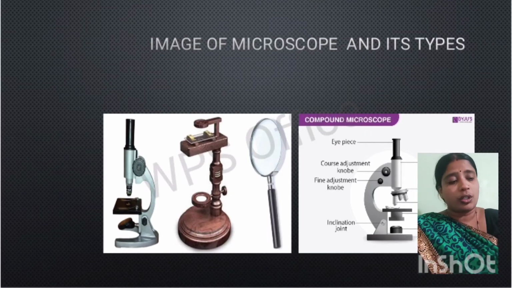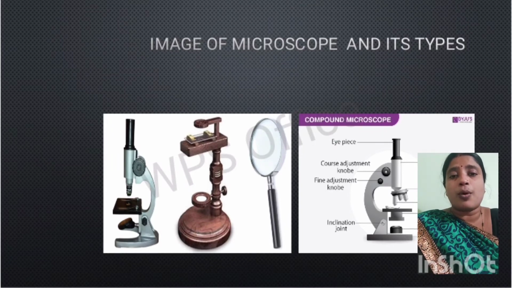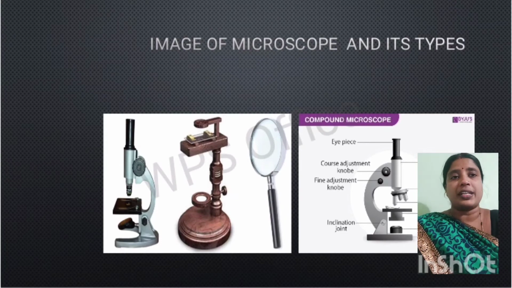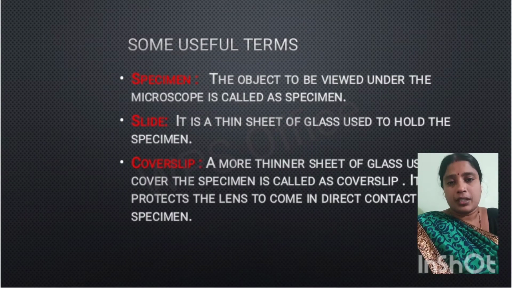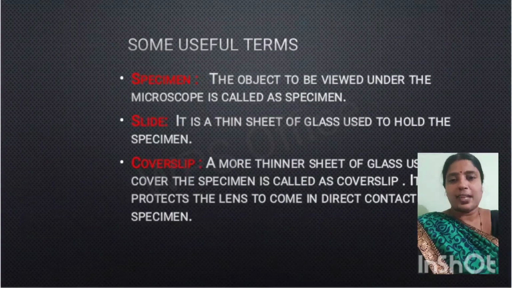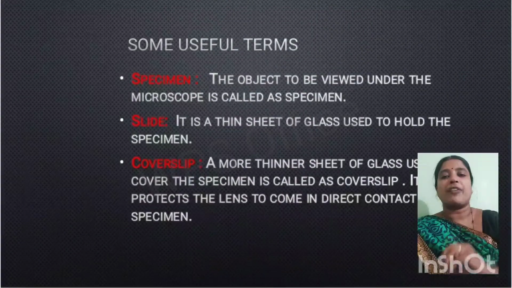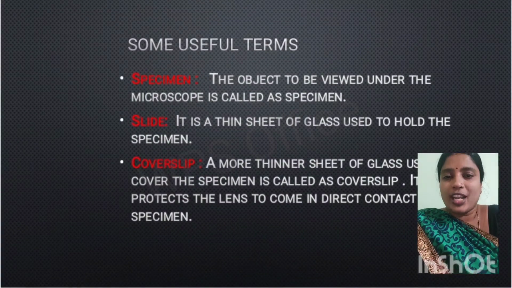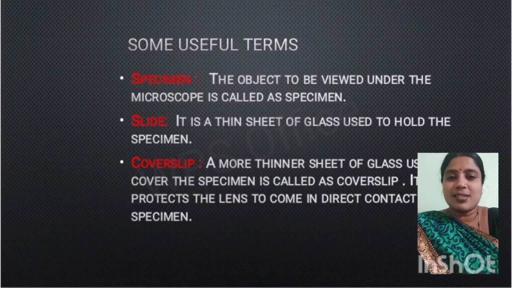The electron microscope also exists, which gives you more and more clarity and helps you see smaller objects more clearly. Now there are some useful terms associated with the microscope: specimen, slide and cover slip. What is a specimen? A specimen is the object that is to be viewed under the microscope. Any object you are trying to view under the microscope is known as a specimen.